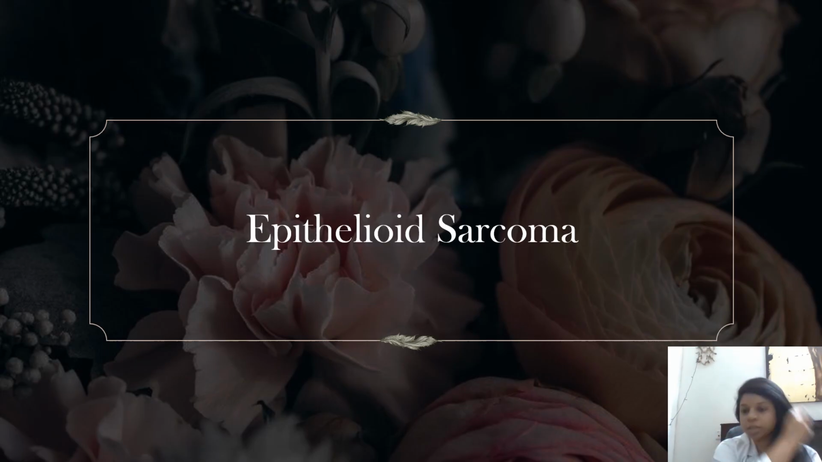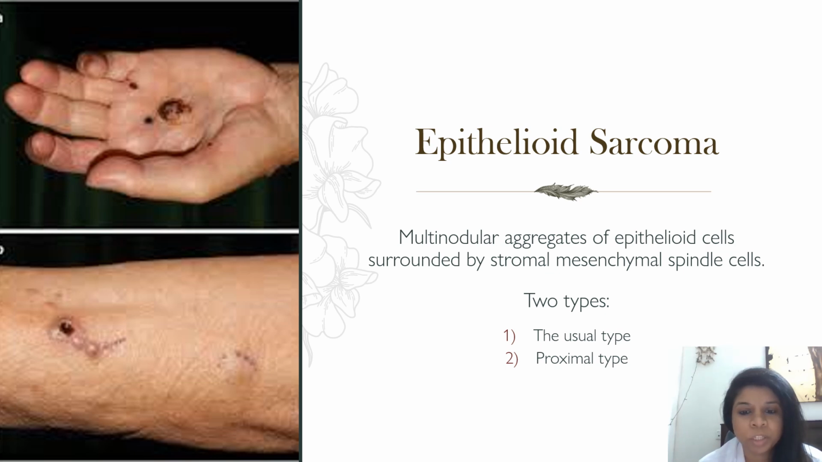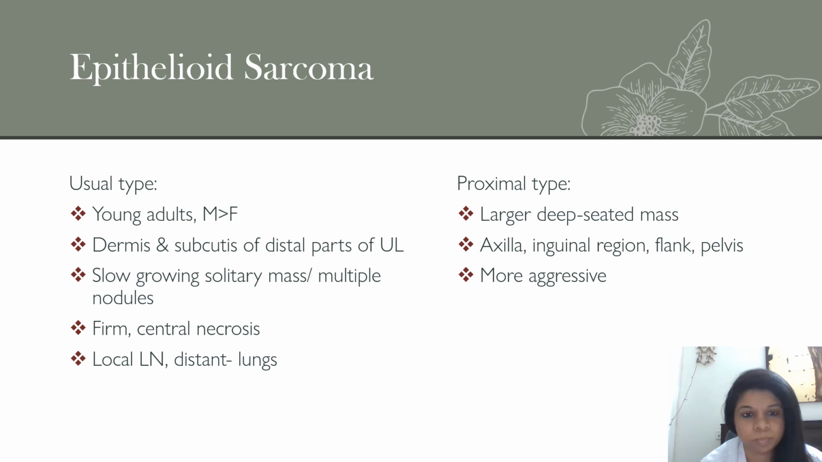So, firstly, we will discuss epithelioid sarcoma. They are usually multinodular aggregates of epithelioid cells that are surrounded by stromal spindle cells. And they are usually of two types, that is the usual type and the proximal type. And as you can see in the figure, the usual type usually occurs in the upper extremities, especially the hands and fingers, and they can be seen as a single nodular mass or a multinodular mass.